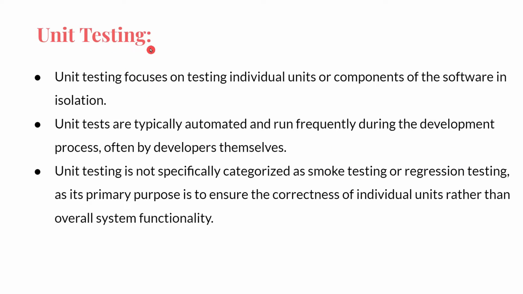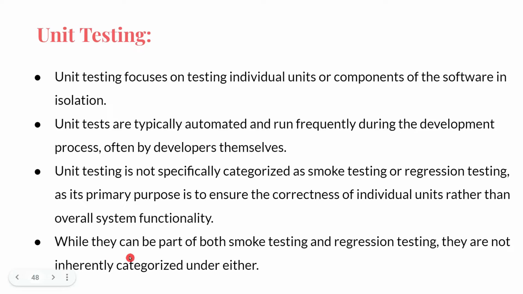which targets the product. It targets whether the entire product is working or not. But unit testing is talking about an individual component, one small part of the product. Is it working or not, right? Its primary purpose is to ensure the correctness of individual units rather than overall system functions. So regression and smoke testing are for the overall system. This is only a specific part of the system. While they can be part of both smoke testing and regression testing, they are not inherently categorized under either. They are not part of this as such, because this is for the entire system. This is for a specific part of the system.